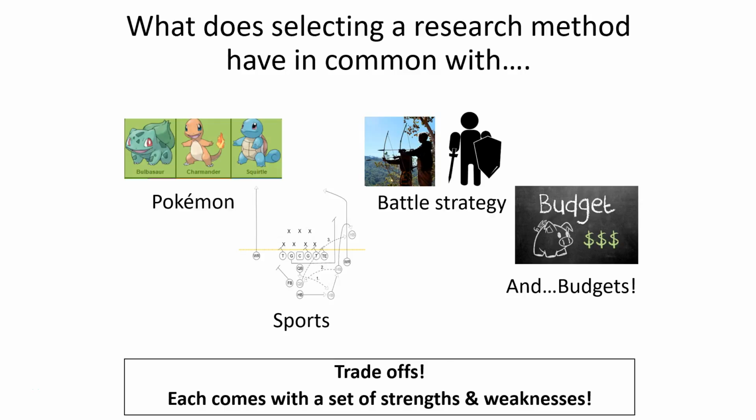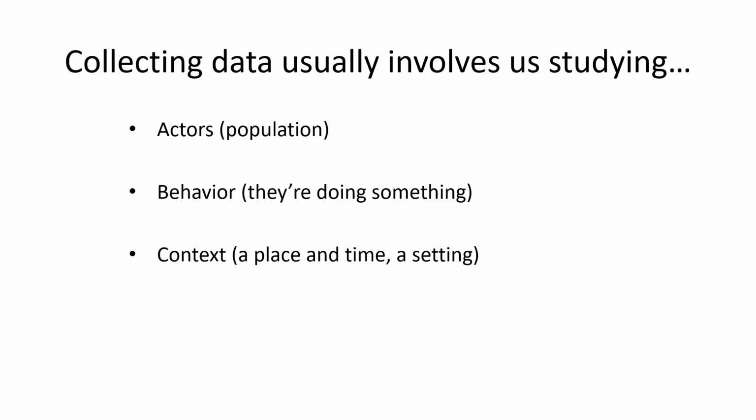So coming out of the class, you should be able to select a method, explain its strengths and weaknesses relative to your marketing research problem at hand. So remember, collecting data usually involves studying actors, say a population, behavior, they're doing something, and a context, so a place and time, a setting. It's difficult to get the full story with each research method because any one research method usually doesn't get all three in equal measure.